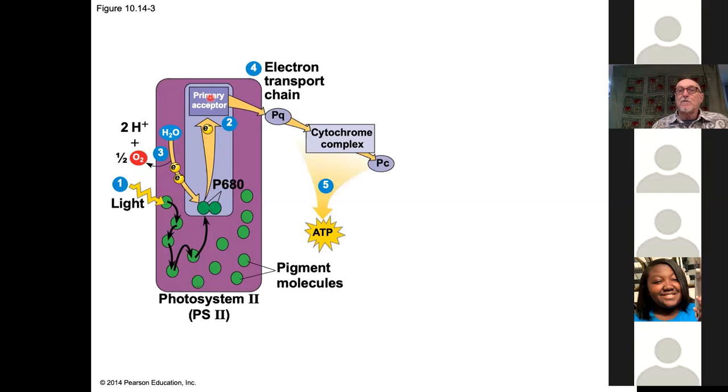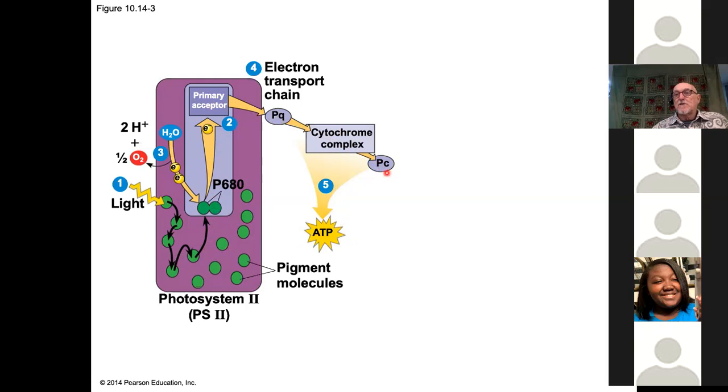This should be familiar to you, because what happens to this high energy electron now is it tumbles down through an electron transport chain in the membrane. It tumbles down that electron transport chain, and as it goes, it loses energy, which is harvested. And the energy is harvested for exactly the same purpose that we saw before in cellular respiration. In this case, it's to make ATP. So we have light shone here, the electron was boosted, tumbled down the electron transport chain, and it's used to produce ATP.